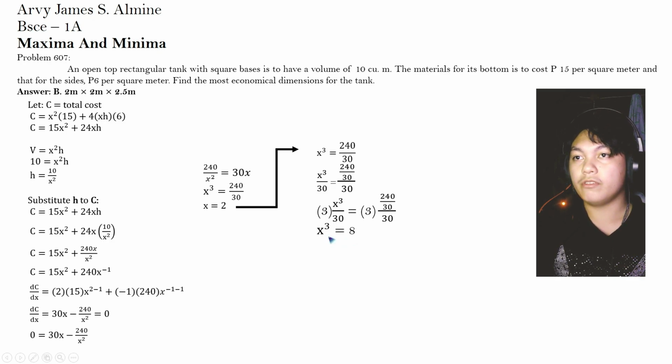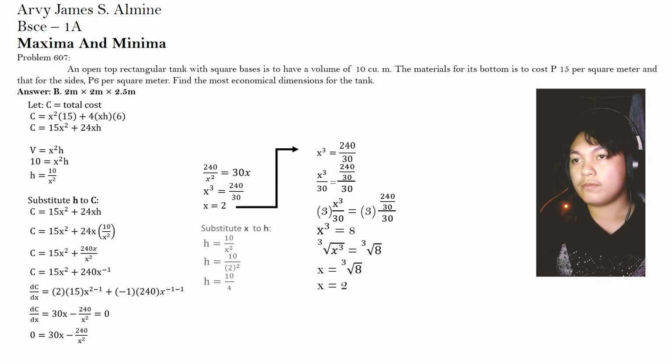So let's remove the cube from this side by performing the cube root. The cube root of x cubed equals the cube root of 8, which will give us x equals the cube root of 8. Evaluating the cube root of 8, we find x is approximately equal to 2. Therefore, the solution to the equation x cubed equals 240 over 30 is x equals 2.